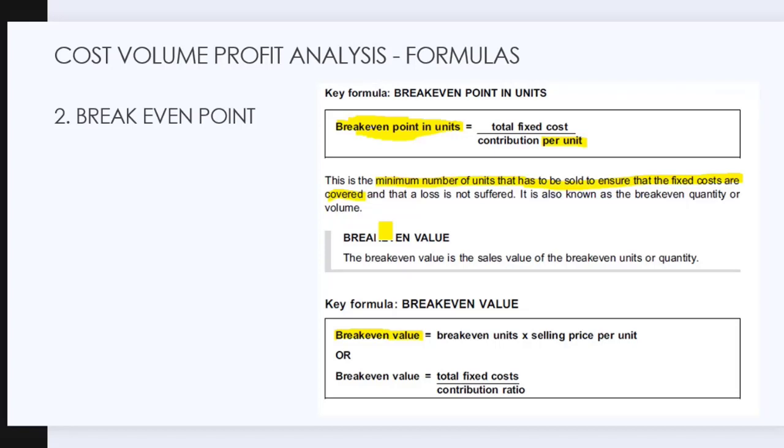Then there's break-even value. This is your sales value, the sales value that you need to make out of your break-even units in order to cover your fixed cost. So this is the value, it's the amount, the rent amount. This is volumes.